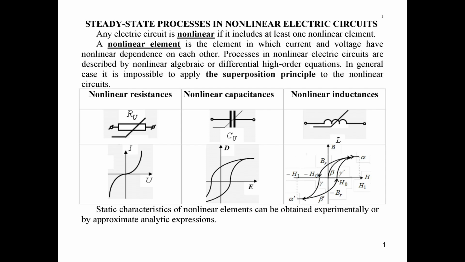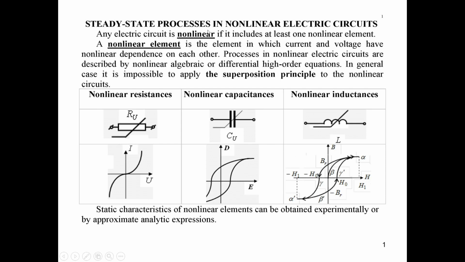We have so far considered the so-called linear electrical circuits. These are circuits whose parameters do not depend on the levels of applied voltages and on the levels of flowing currents. But this part of the course, one of the last parts, is about steady-state processes in nonlinear electric circuits. Let's consider elements whose parameters depend on the level of applied electromagnetic field parameters.